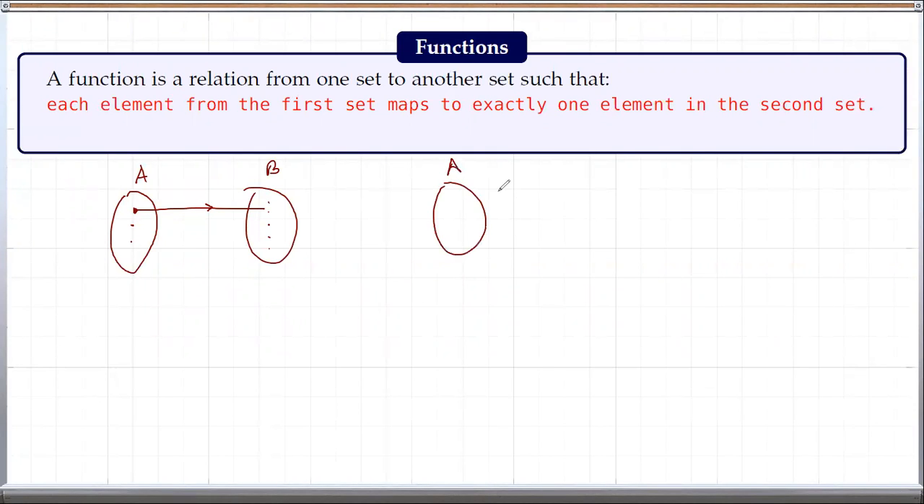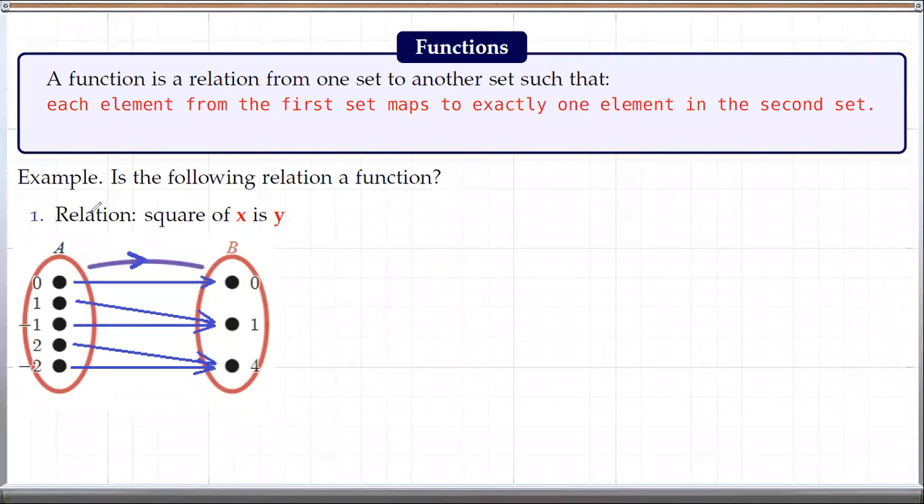Instead of that, if you have something like this particular element being mapped to two elements here, this is not going to be a function. This is still a relation, but not a function. This is a function, this is not a function. So let's look at some examples.